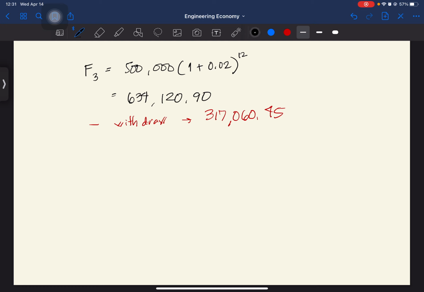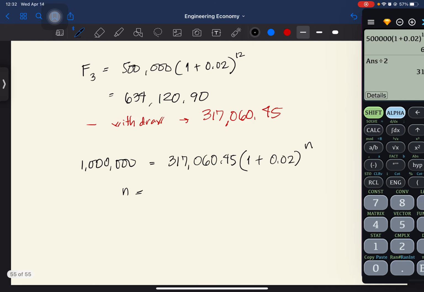So, using this fund na kung ano yung natira, kasi 317 yung withdraw mo, 317 yung kalahati. So, 1,000,000 ang future worth na tinatarget mo. And you now have 317,060.45 in your account. And ilang quarters pa ang dadaanan bago maging 1,000,000.